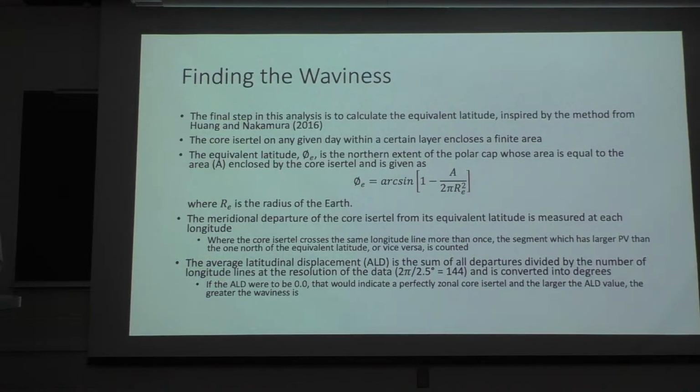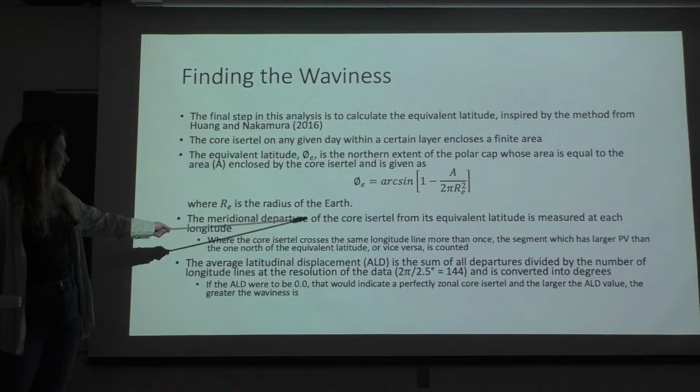The final step in this analysis is to calculate the equivalent latitude, and this is inspired by the method from Huang and Nakamura in 2016. The core isotel on any given day within a certain layer encloses a finite area, and the equivalent latitude is the northern extent of the polar cap whose area is equal to the area enclosed by the core isotel, and is given as such, where RE is the radius of the Earth.